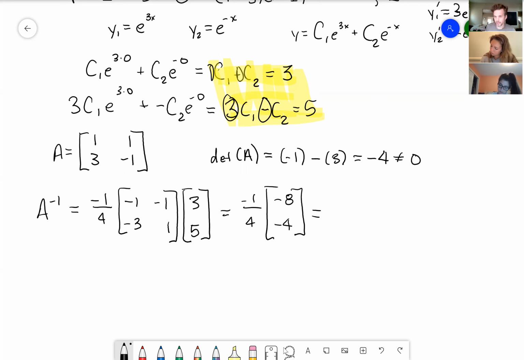And so when I do the multiplication by negative 1/4, I'll get 2 and 1. So what I get from this is C1 is equal to 2, and C2 is equal to 1. Okay.